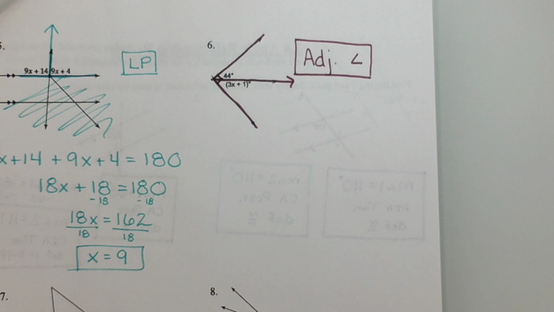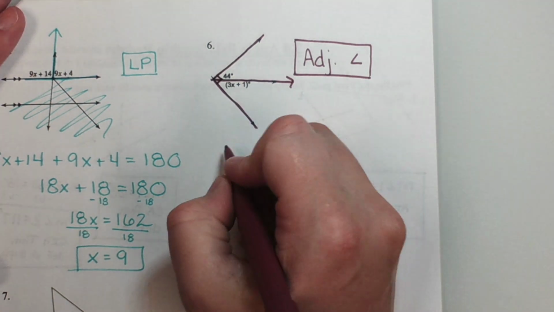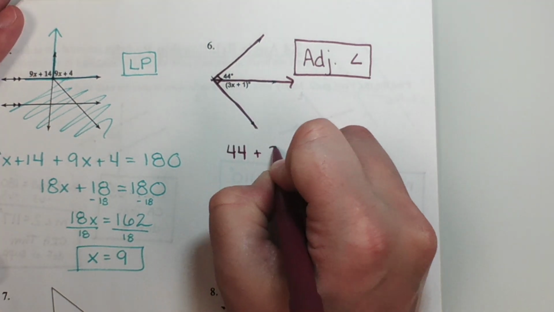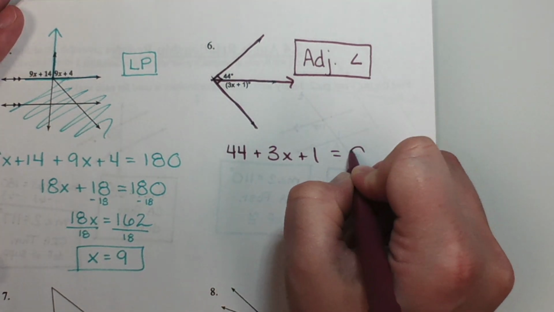Other times they'll give you the picture and then they'll say something along the lines of measure of angle BAC equals blah blah blah, and measure of angle CAD equals blah blah blah, and measure of angle BAD equals blah blah blah, and they'll tell it off to the side. But adjacent angles, you're always doing angle addition postulate. Little plus little equals the big one. 44 is a little, 3x plus 1 is a little, the big angle is the 90.